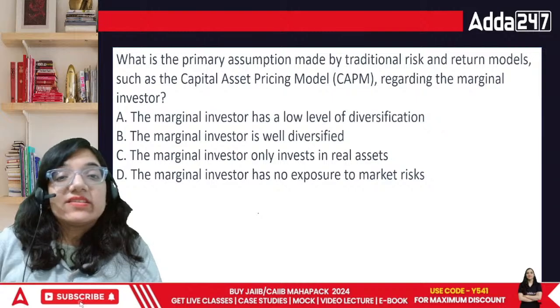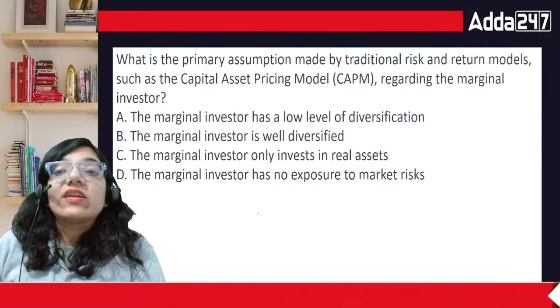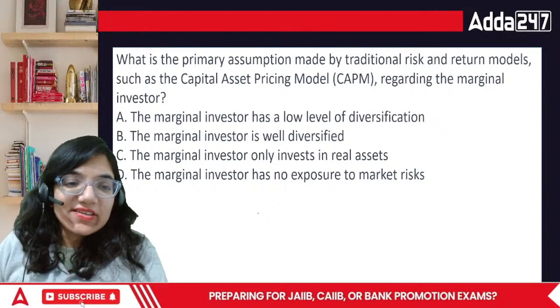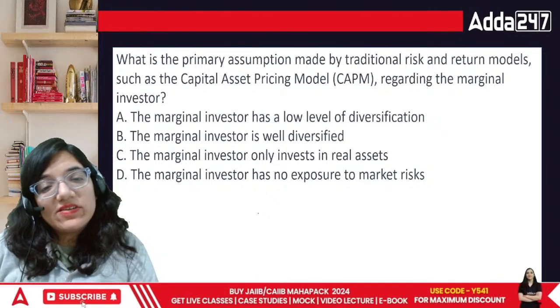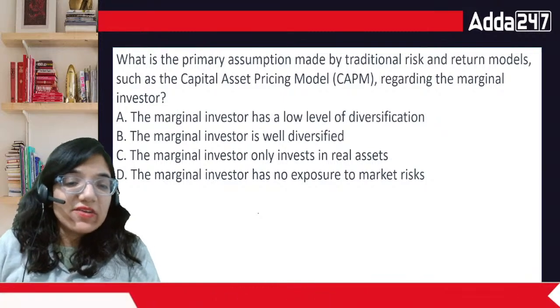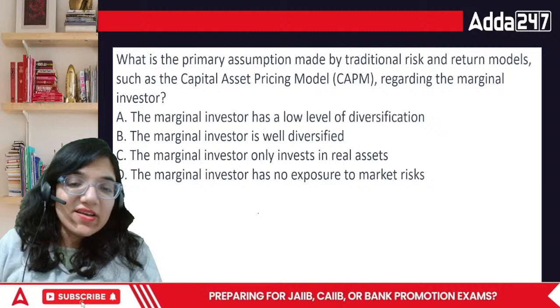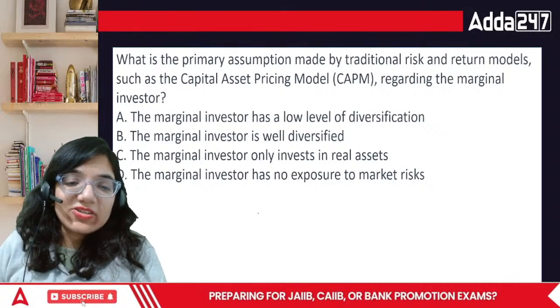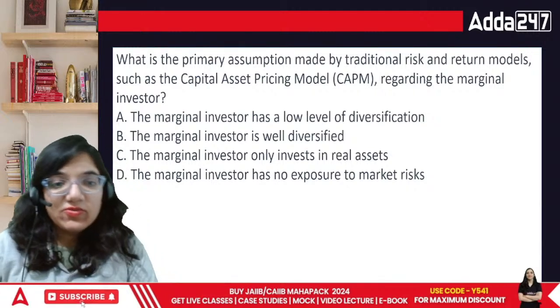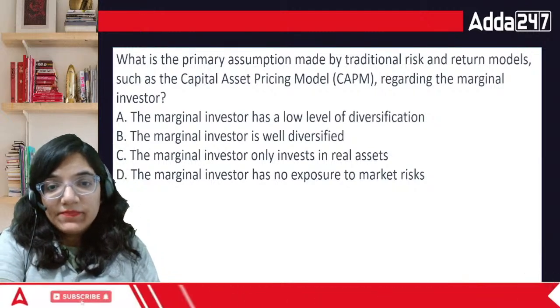What is a primary assumption made by traditional risk and return models such as CAPM regarding the marginal investor? Marginal investor has a low level of diversification. Marginal investor is well diversified. Marginal investor only invests in real assets, or marginal investor has no exposure to market risks. The marginal investor. Is it visible to everyone? I hope it is.